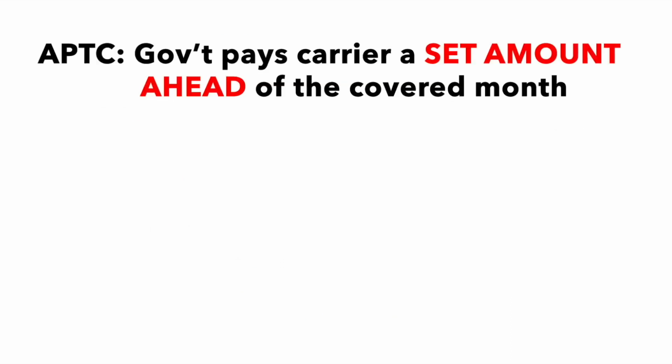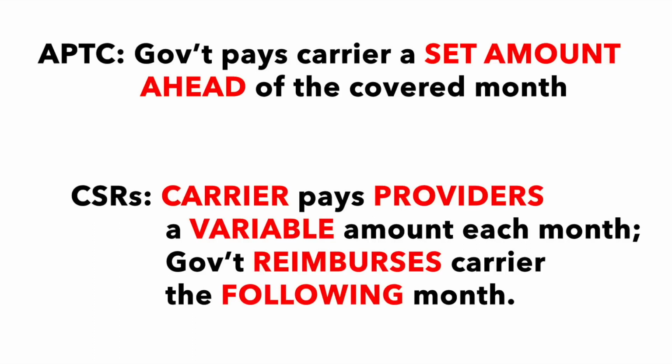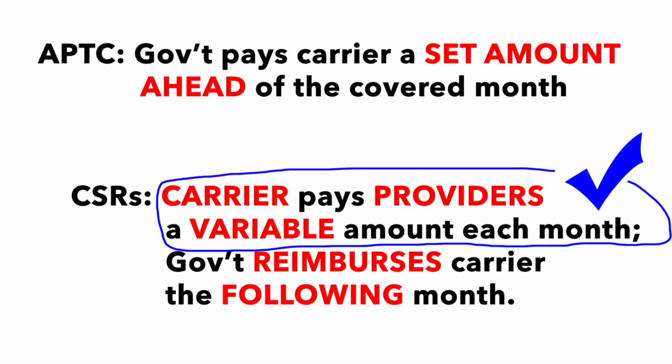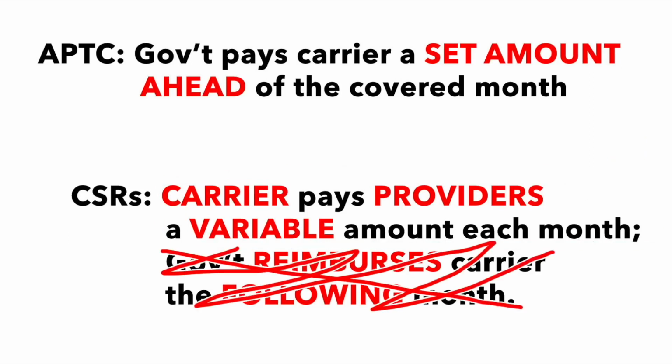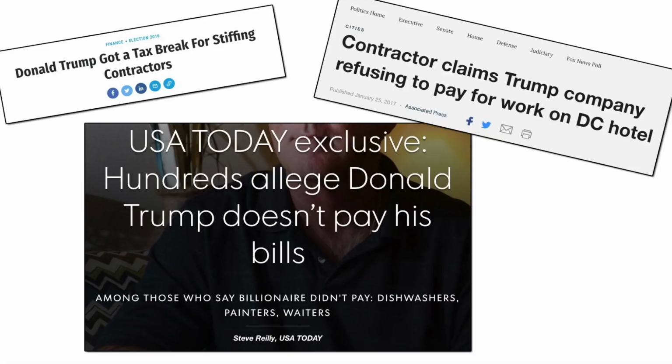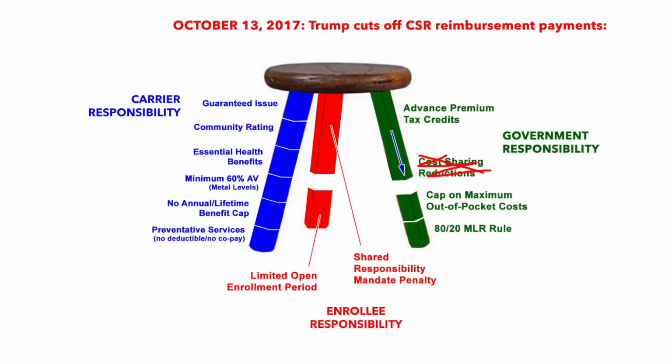You see, unlike APTC assistance, which is paid to the insurance company by the government before the upcoming month, CSR assistance is actually paid out by the carriers to the doctors and hospitals first, and then the government reimburses them for their expenses the following month. Trump did not stop the CSR assistance provided by the carriers, he stopped them from being paid back afterwards. Yes, that's right. Donald Trump has started stiffing contractors who kept up their side of the bargain in good faith. Shocking, I know. But the thing is, the insurance companies are contractually required to keep providing that CSR help, even if they're never paid back for doing so.